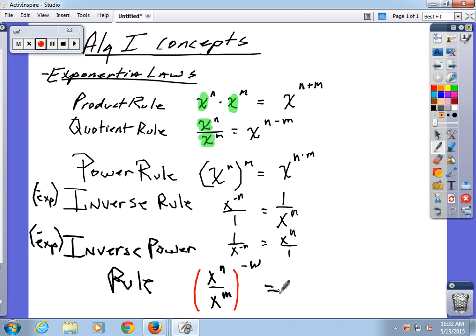The inverse power rule has parentheses, which makes the difference between a cat and a bobcat. Okay? Which one would you rather cuddle up to at night? A cat. I wouldn't want to cuddle up to a bobcat, but they're both cats. All right? This cat, that's a bobcat. So it's a little bit bigger. It's got different features, meaning that the problem is encompassed with a parenthesis, and it works different from this. So when I flip this inside parentheses, I get x to the m over x to the n raised to the w.